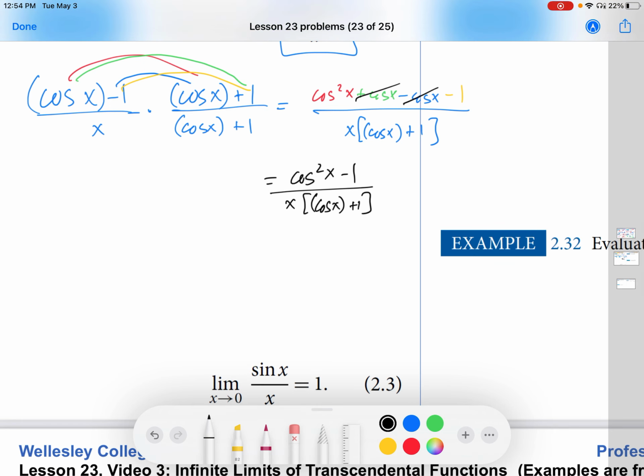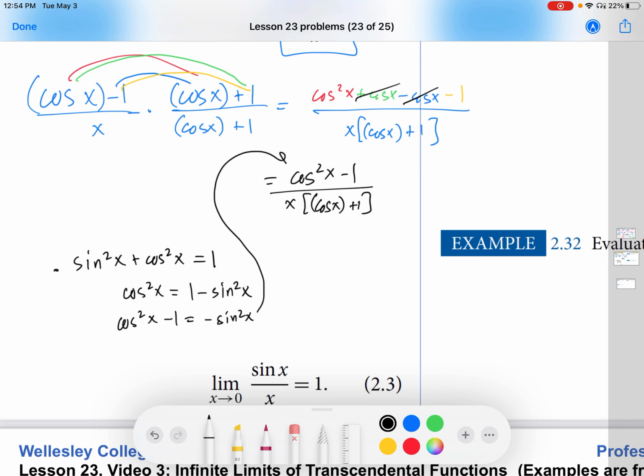When you see a cosine squared, you might want to think sine squared. Why? Because sine squared and cosine squared are intimately related by this relation. So if I start there and subtract cosine squared from both sides, I get that. If I go one step further and subtract 1 from both sides, I get this. And now I can use this to substitute in for the numerator, leaving me with minus sine squared x in the numerator.